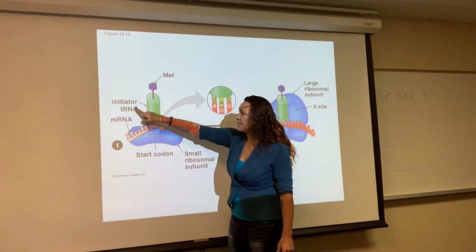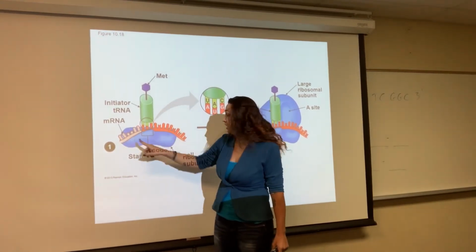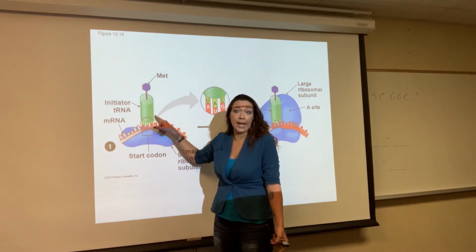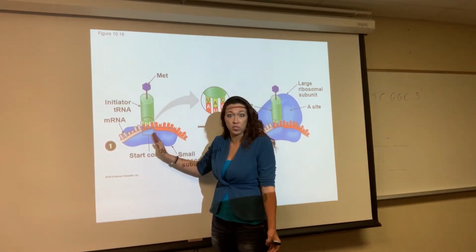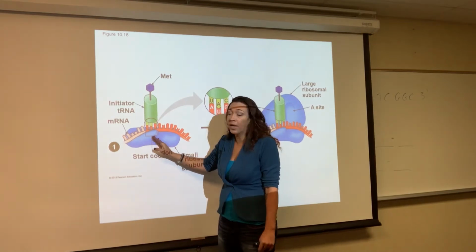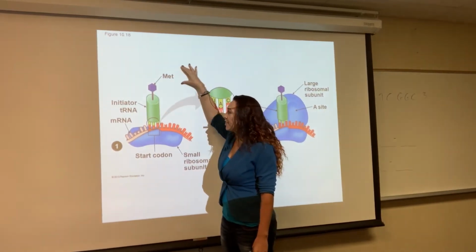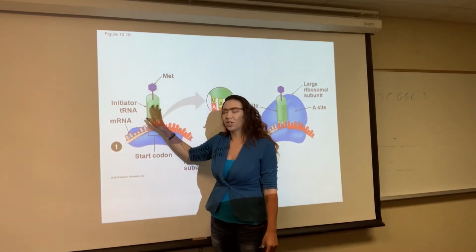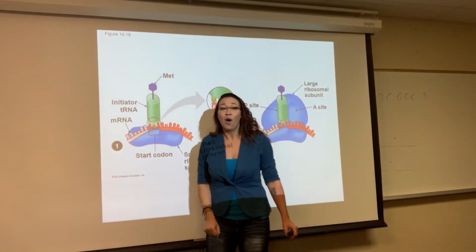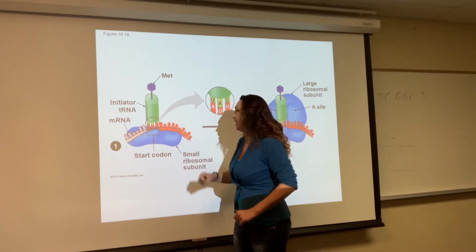Then this little initiator tRNA, because he fits the start codon, his anticodon is exactly complementary to the start codon, so he's the only one that can come in. In this case, it is the amino acid methionine. So methionine is the first one. It's going to sit here with our little initiator RNA, and he goes, okay guys, we're ready. Let's start making a protein.